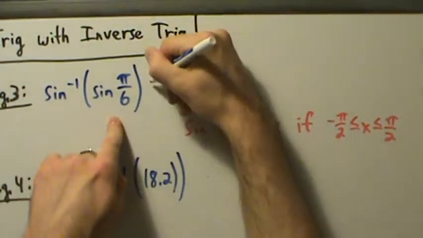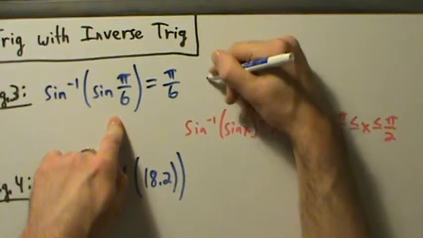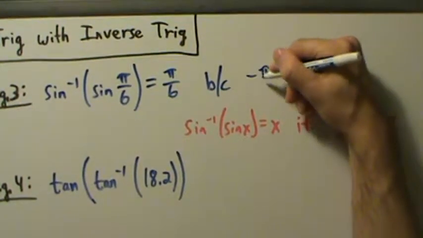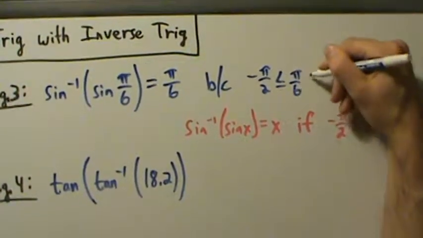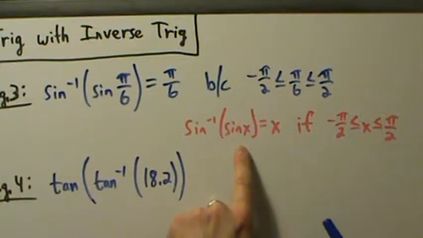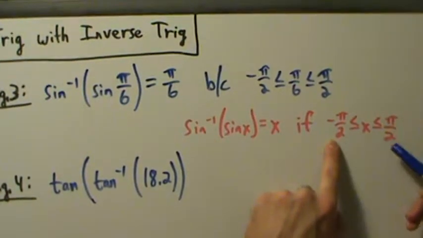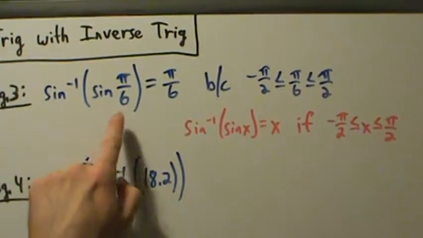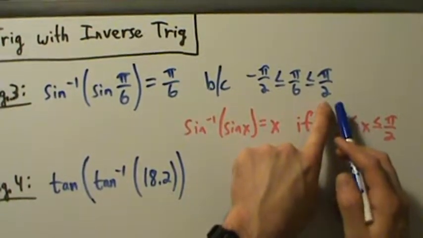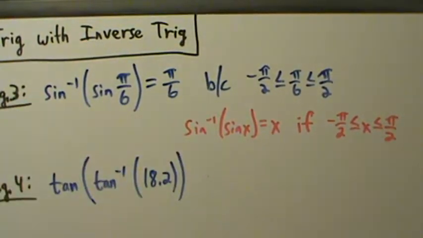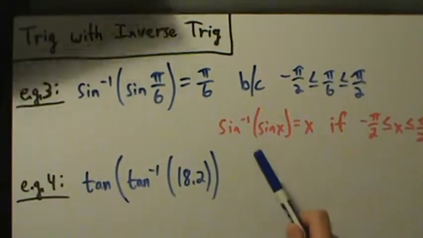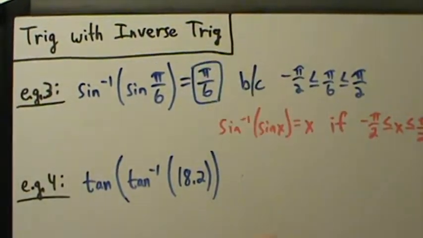So inverse sine of pi over 6 equals pi over 6, because negative pi over 2 is less than or equal to pi over 6 is less than or equal to pi over 2. In general, inverse sine of sine of x is x if x is between negative pi over 2 and positive pi over 2. And in this specific case, we have pi over 6 instead of x. Well, pi over 6 is between negative pi over 2 and positive pi over 2. Therefore, we can just cancel right away. That's relatively simple, not too bad at all. So that's example 3, and the answer again was pi over 6.